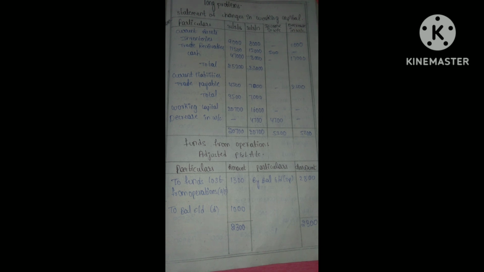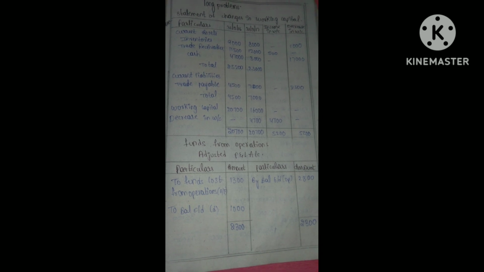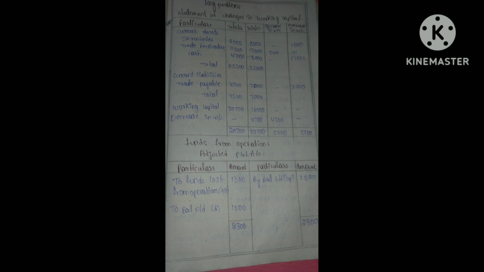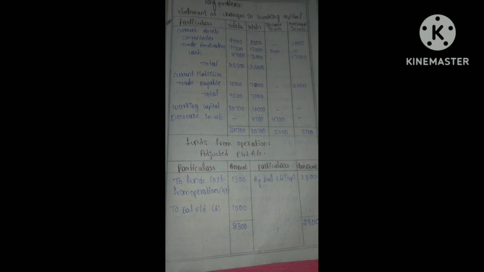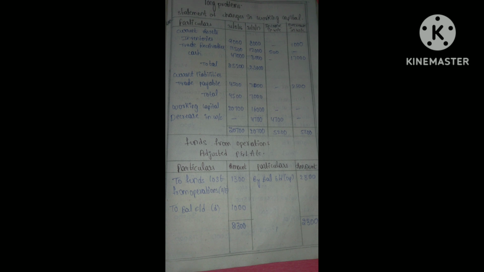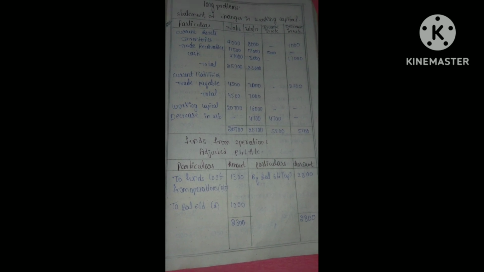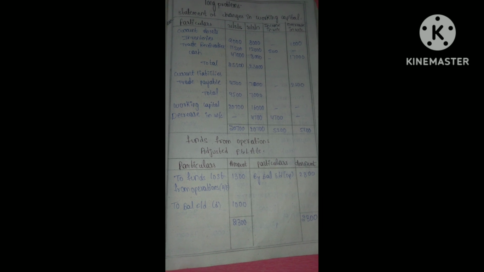Now total all the values. So we will get 25,200 in 2016 and 23,000 in 2017. Now we will calculate current liabilities. In current liabilities we have trade payables only. So take down the trade payables and note down the values. In 2016 it is 4,500 and 2017 is 7,000. So 4,500 minus 7,000. So here it will be an increase.